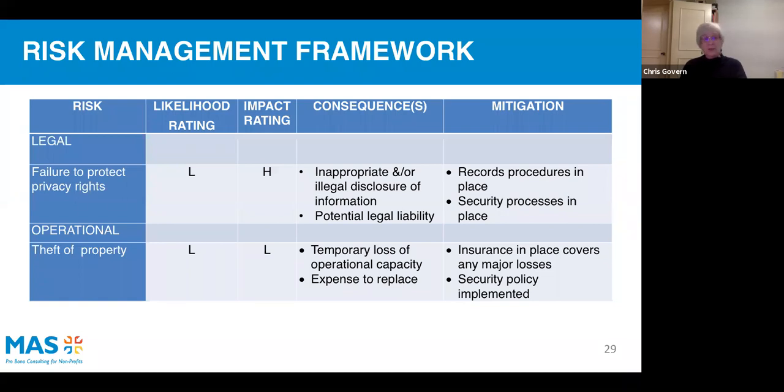The last one, operational risk, theft of property. I've got insurance against any major losses, so I have transferred that risk, the financial risk, to the insurance company. I have good security policies in place. The consequence would be a temporary loss of operational capacity, maybe. I might have to take some expense to replace it, although most of that risk has been handed off. So I'm going to rate that low likelihood and low impact.